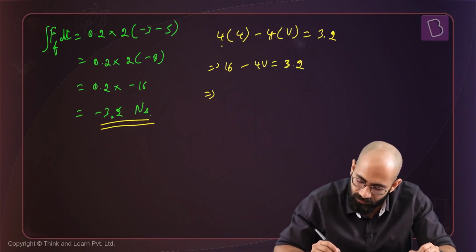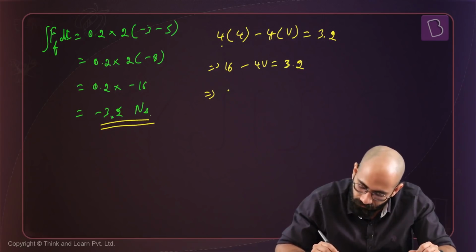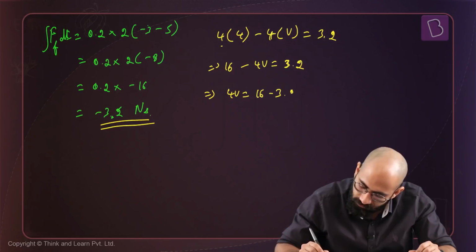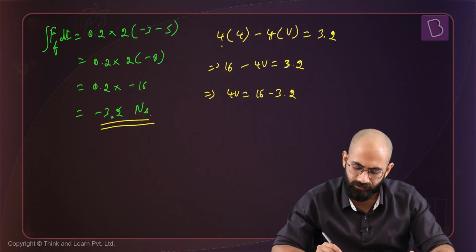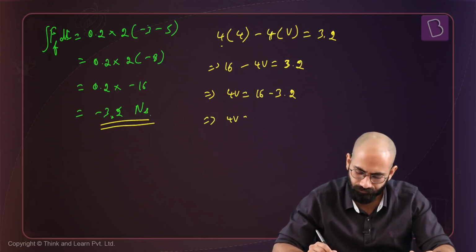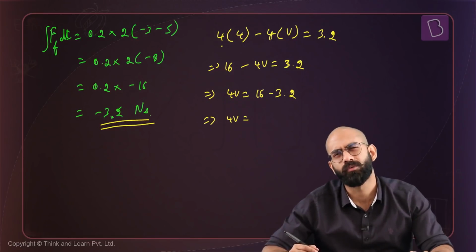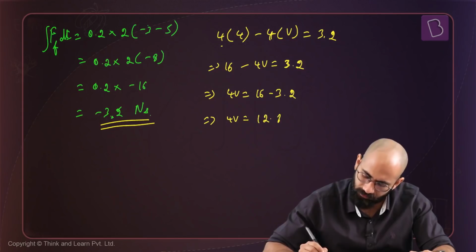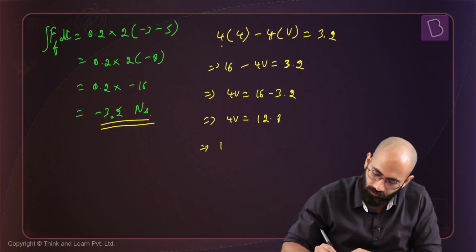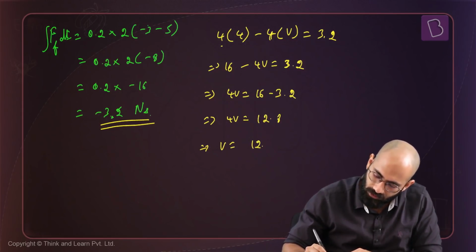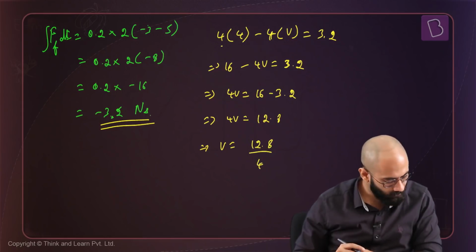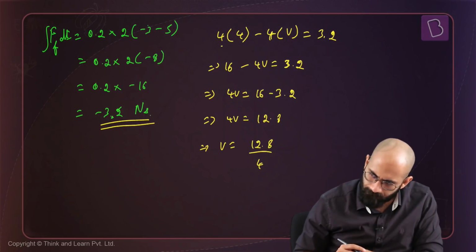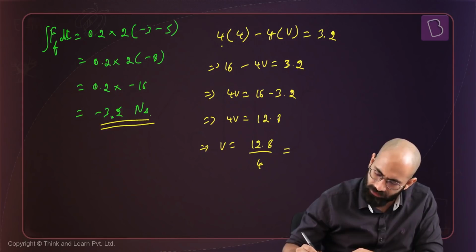Now if I simplify this, I get 4v equals 16 minus 3.2. How much is 16 minus 3.2? That will be 12.8. So we get v is equal to 12.8 by 4. Yeah, finally we get 3.2 again.